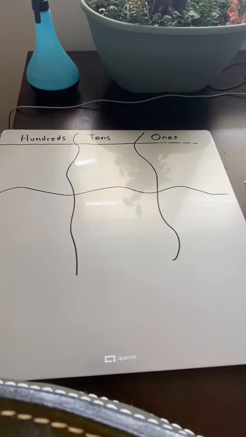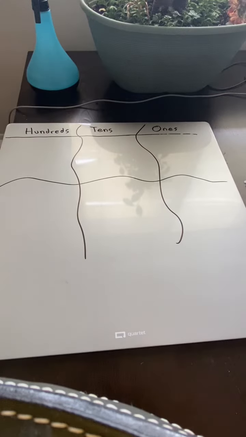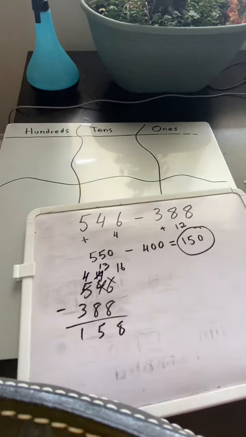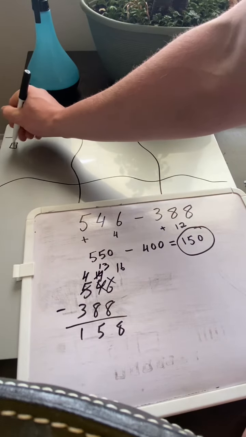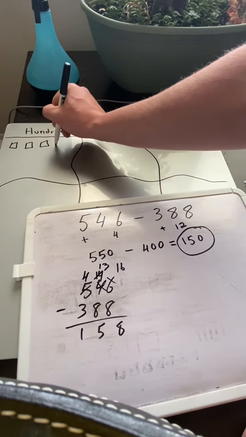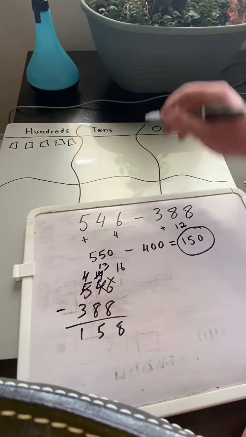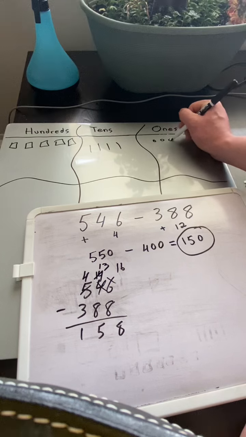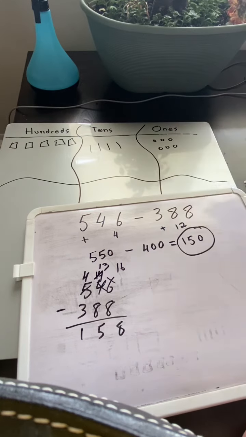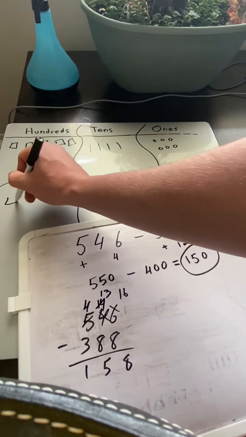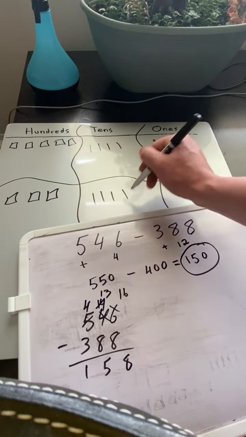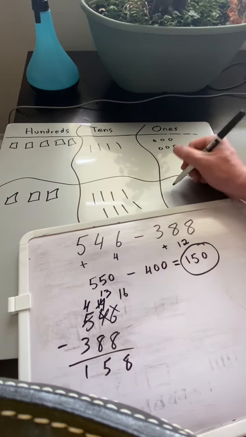Next up, we'll be doing our pictorial representation. So very similar to the googly eyes, but this time we're drawing. So we're going to have to draw 5 hundreds, 4 tens, 6 ones. And then down here, 3 hundreds, 8 tens, and 8 ones.